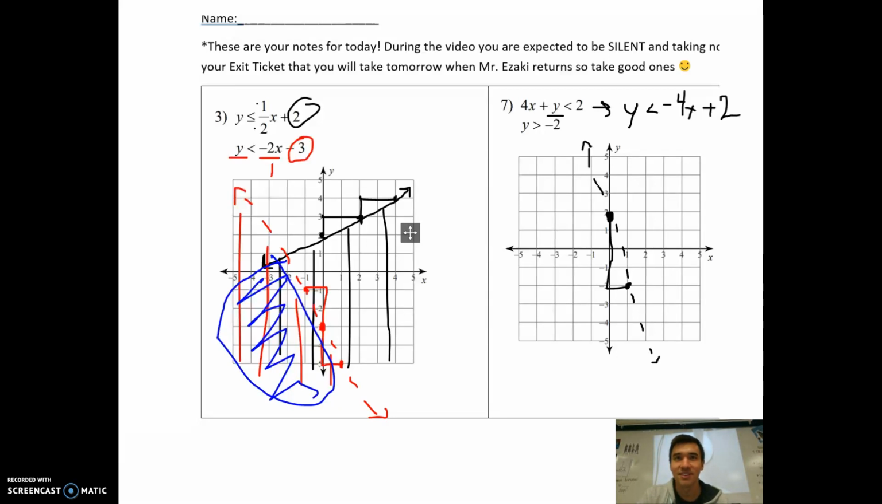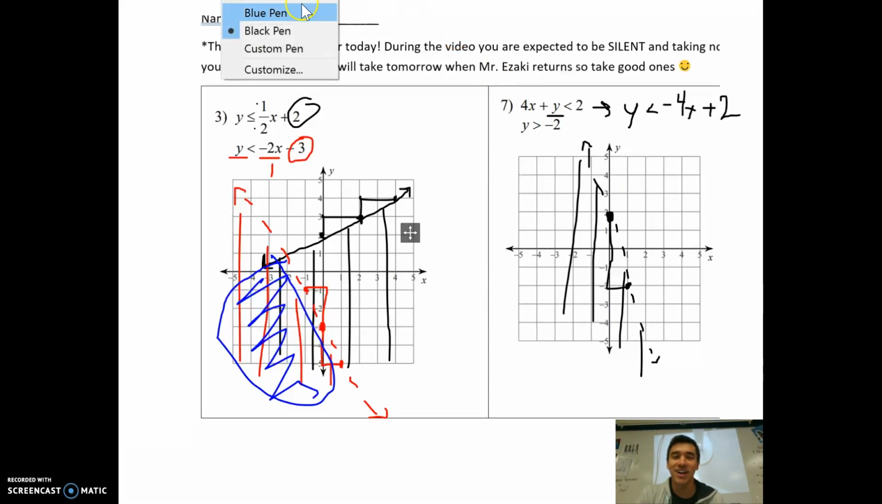So we're going to put our pen on the line. We're going to put our pen on the line, and we are going to go below. So go below, go below, go below, go below. Great.